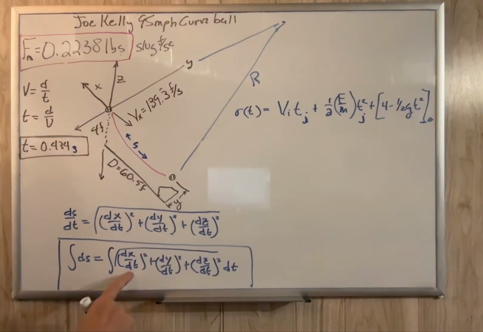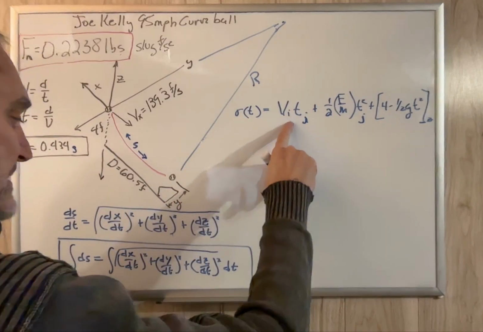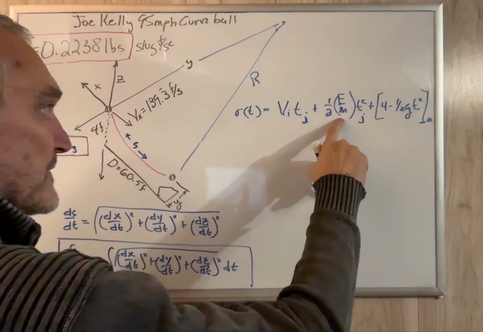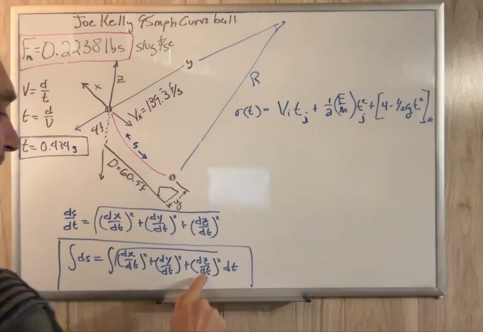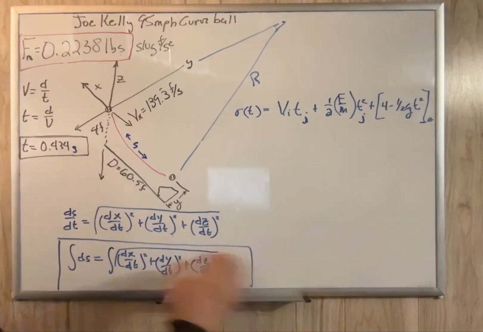So here we have our dx. This is going to be dx. This will be our dy. We take the time derivative of this thing, and if we take the time derivative, we should be able to put our numbers in there.